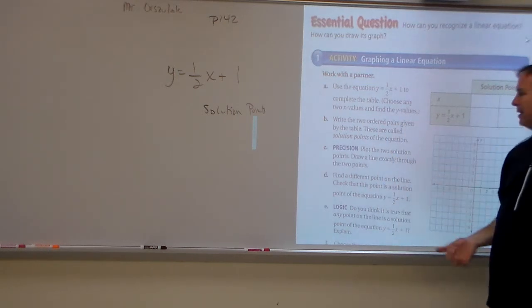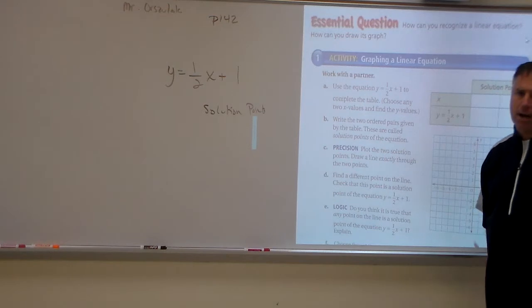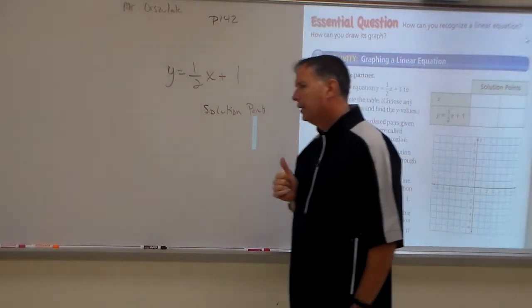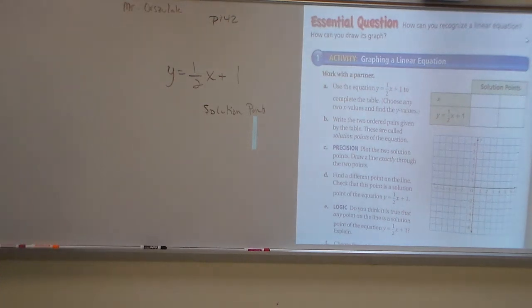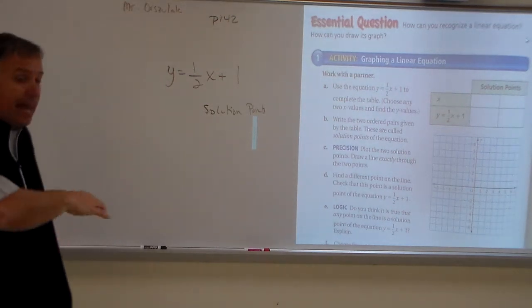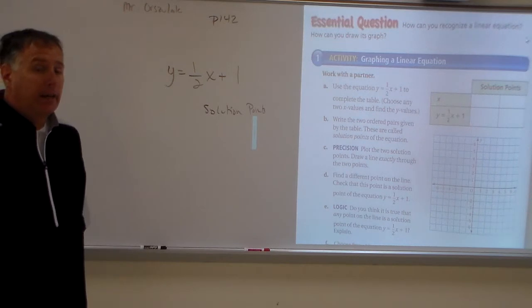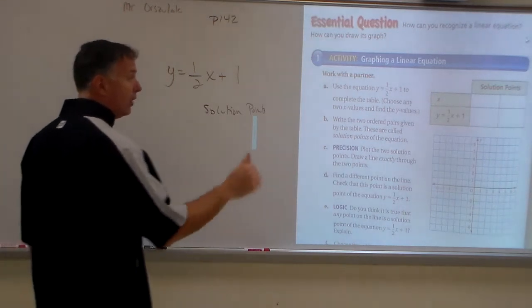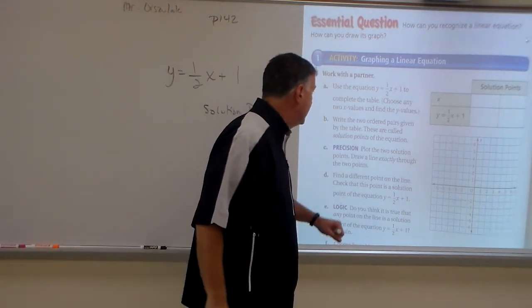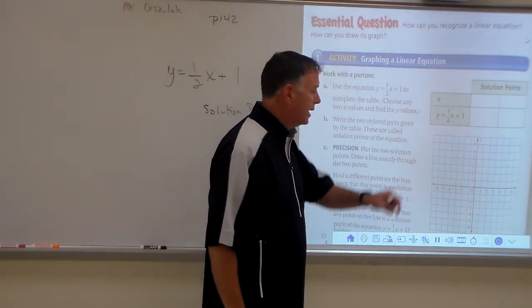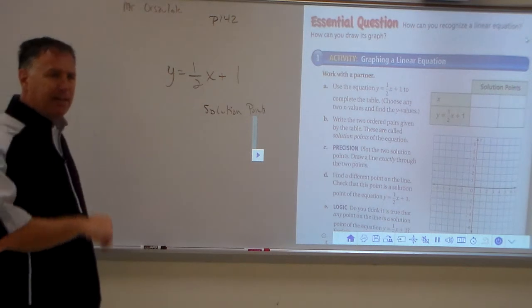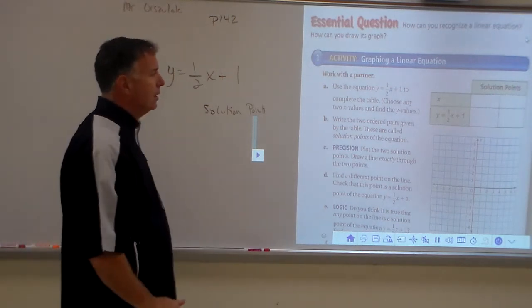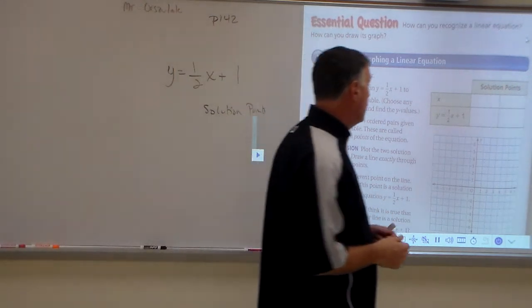So if we're thinking about this x and we're thinking about this y, we consider x to be what's called an independent variable because you can pick any x that you want. So we call that an independent variable. And the y is called a dependent variable. So we have an independent variable and a dependent variable. So the x, you can pick any one you want.